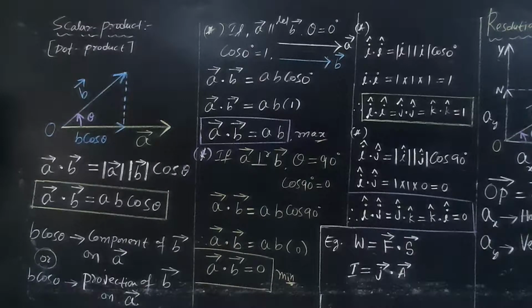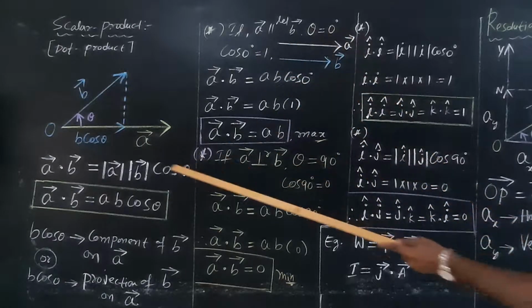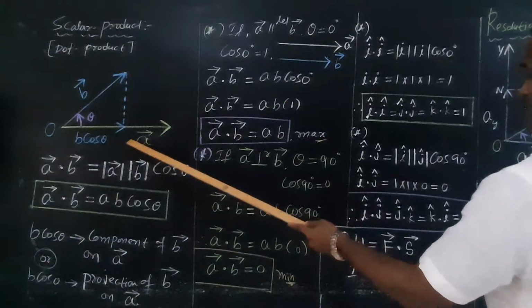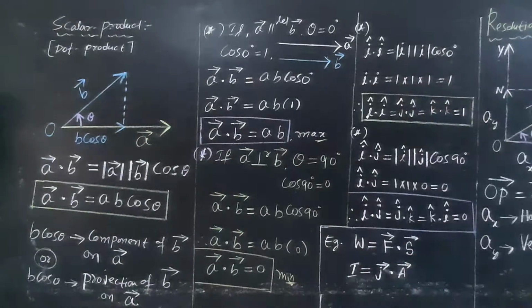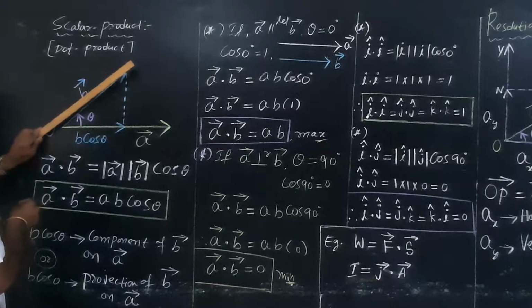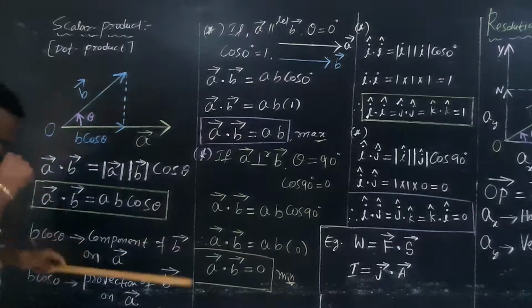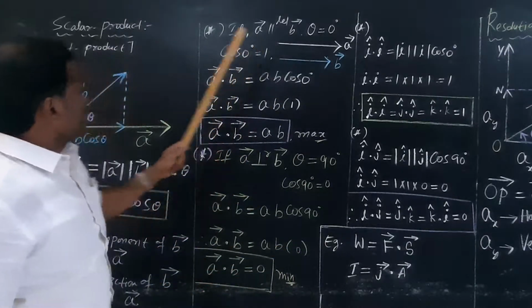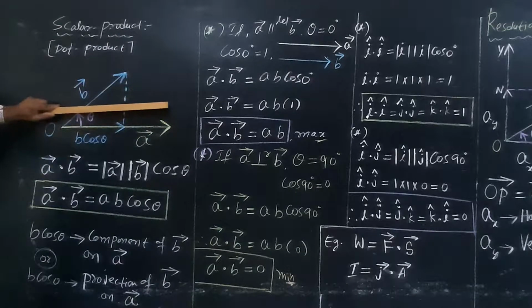So when will the dot product be maximum and minimum? Let us suppose if vector A is parallel to vector B, theta is equal to 0 degree. Look carefully. This is vector A. Now you bring the vector B. Vector B is here. See here, this is vector B. So now vector B is parallel to vector A. Bring it parallel. So if vector A is here only, this is vector B. Now vector B is parallel to vector A.